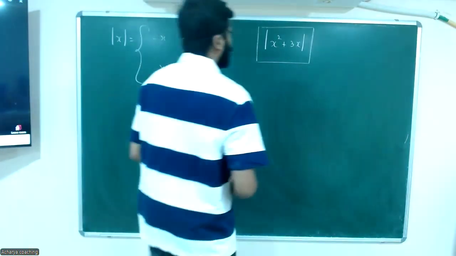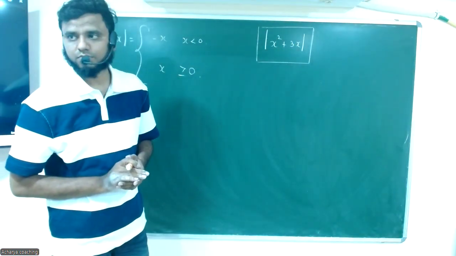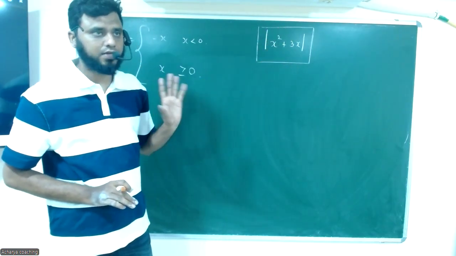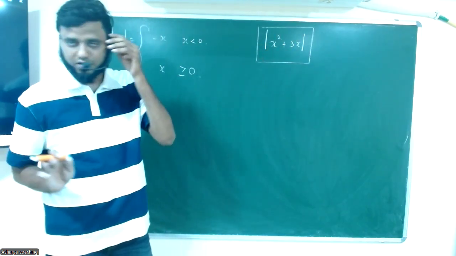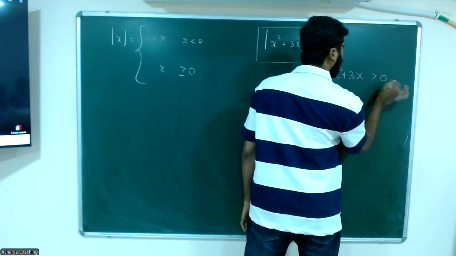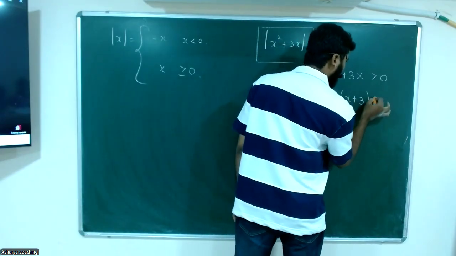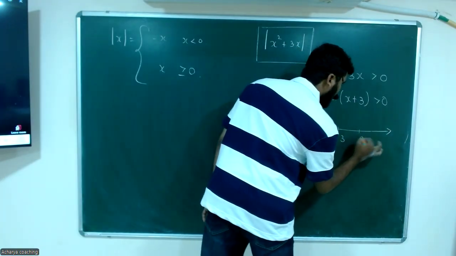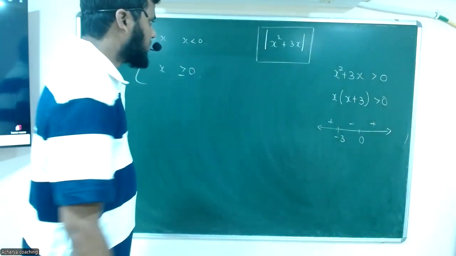We have to check when it is positive and when it is negative, right? Inside this, if it is positive, we can write as it is. If it is negative, we have to multiply with the negative sign, then only we can write. So x square plus 3x, I'm checking when it is positive. We have to factorize: x into x plus 3 greater than 0. What are all the critical points? Minus 3, 0, plus, minus, plus. All these things you know now. So when will it be positive?